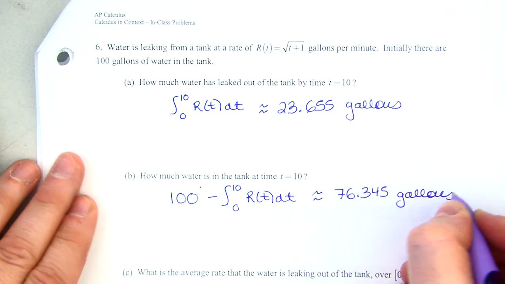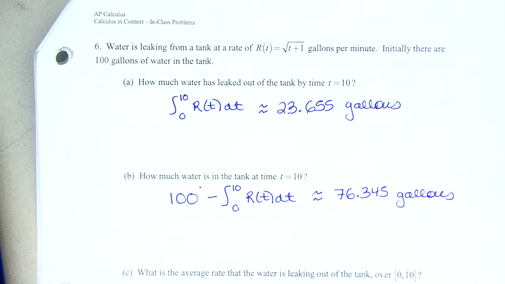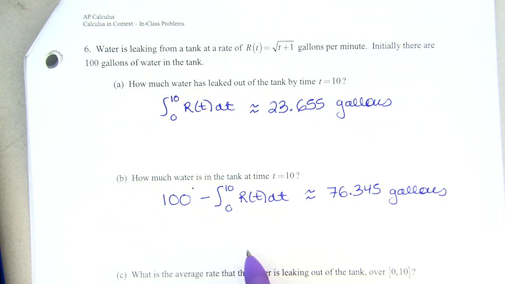76.345 gallons. On the AP exam, would they want us to write that? They wouldn't give you A and B together on the exam. They'd probably just give you B. You wouldn't have already calculated the integral. So yeah, you'll need to include that in the notation.